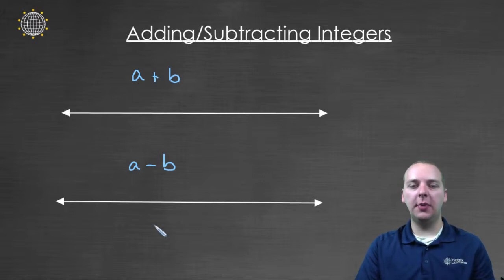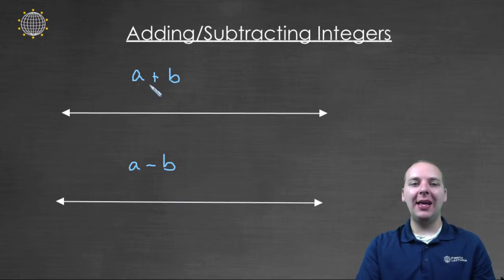Let's talk for just a minute about how we add and subtract integers from each other. This is probably most easily explained using a number line. So let's begin there. We'll talk about adding two numbers and subtracting two numbers on a number line, and then I'll give you some other techniques as to how we add and subtract numbers as well.